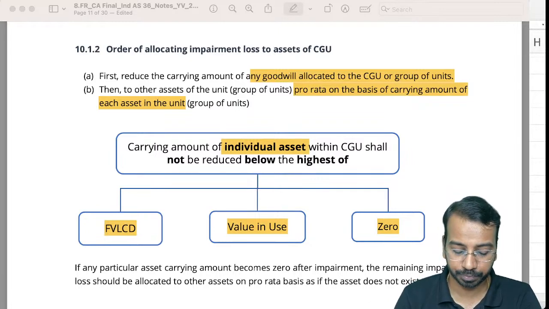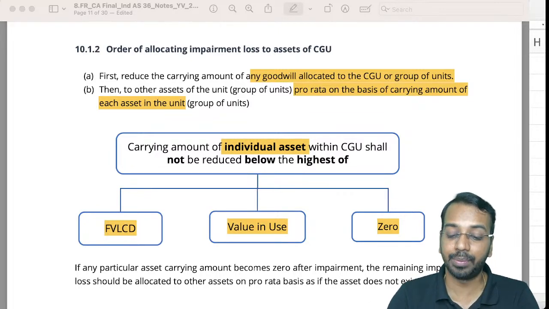So we'll also do one question based on estimating the cash flows, right?